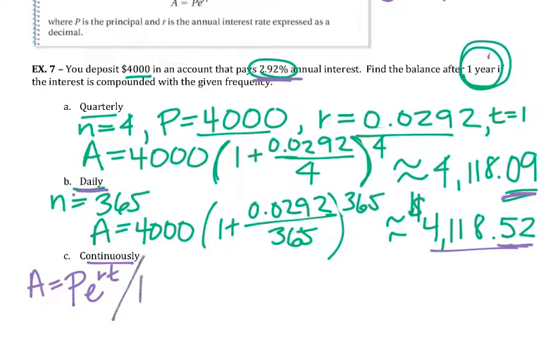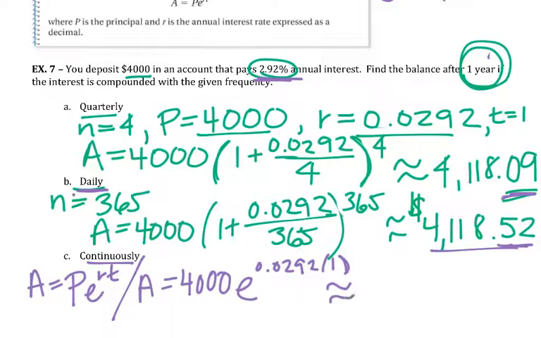All right, so our principal is still the same. It's 4,000. Then we have E, that's 2.718, and then to your rate, so 0.0292 times the amount of time, in this case 1 year. And that comes out to be about $4,118.52. So it doesn't look like there's a difference here, but that's because we rounded. There was a slight difference between these two.